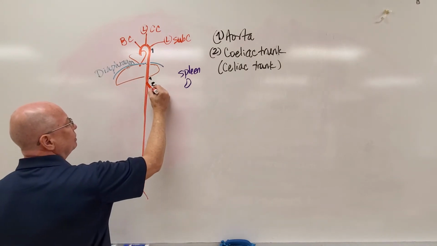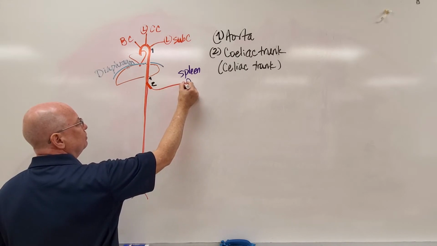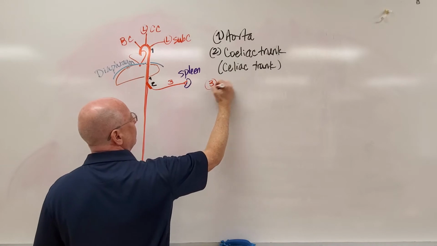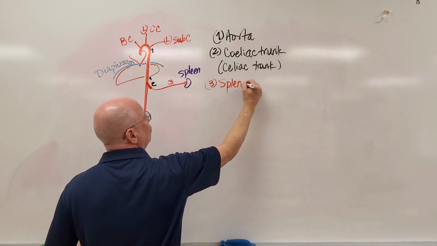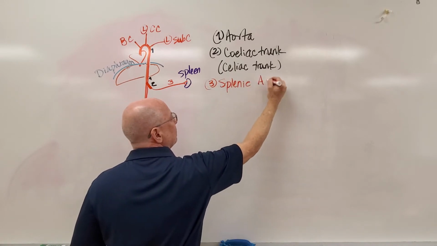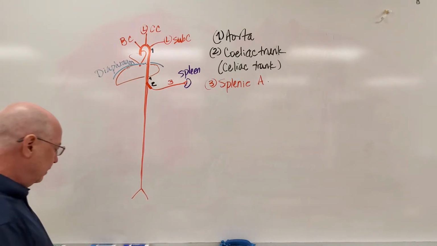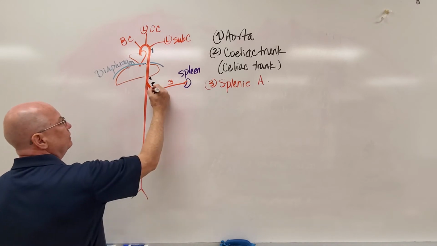So the branch that comes off the celiac trunk that goes to the spleen is going to be called the splenic artery. And there's only one E in it. It's pronounced splenic. And again, I'm not going to write out the word artery. I'm just going to abbreviate it.